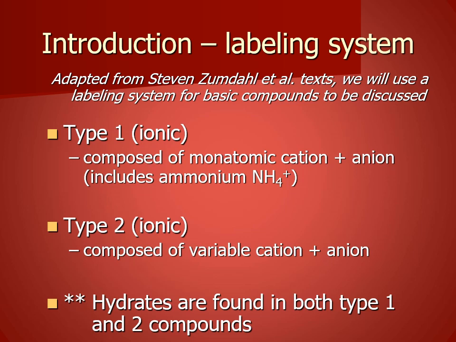We will also investigate compounds called hydrates, and hydrates are found in both type 1 compounds and type 2 compounds, and it's basically just water groups. A hydrate is just one or more water groups that have been trapped with the compound as it formed, as it crystallized, and we have to account for that. If it's present, we have to account for it, right?